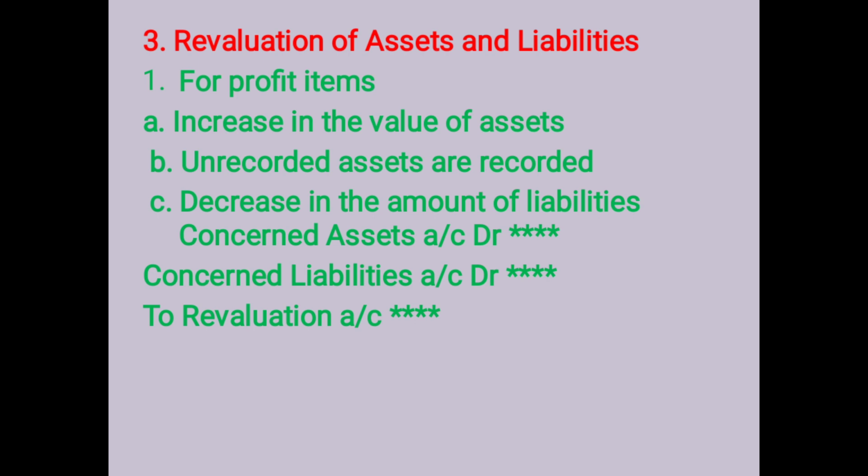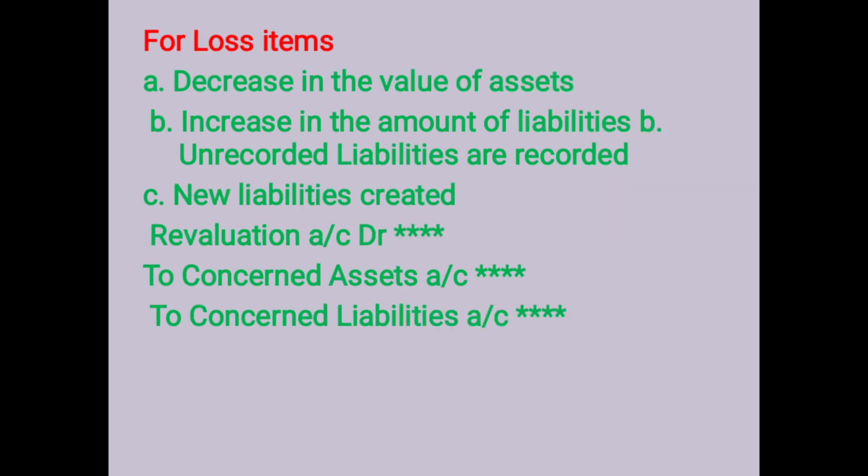This is the revaluation of assets and liabilities for the purpose of admission of partners. For loss items: decrease in the value of assets, increase in the amount of liabilities, unrecorded liabilities recorded, new liabilities created. At that time, the journal entry is revaluation account debited to the concerned asset account or concerned liabilities account.